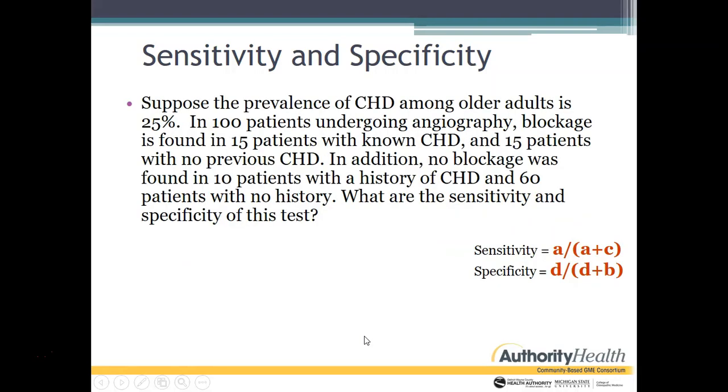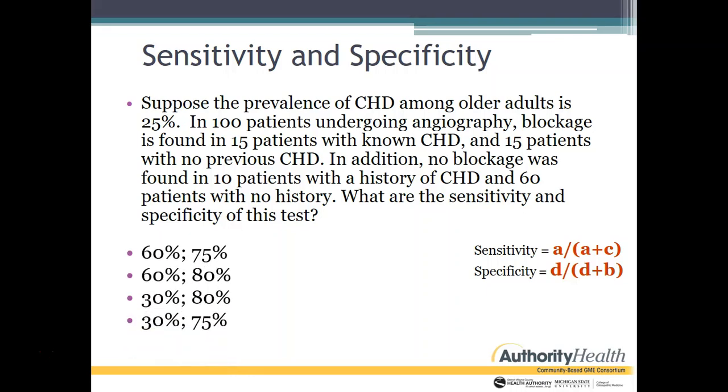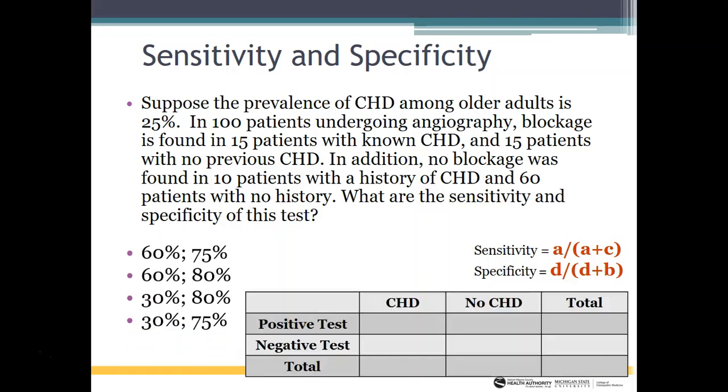All right, let's do another question. Suppose the prevalence of coronary heart disease among older adults is 25%. In 100 patients undergoing angiography, blockage is found in 15 patients with known CHD and 15 patients with no previous CHD. In addition, no blockage was found in 10 patients with a history of CHD and 60 patients with no history. What are the sensitivity and specificity of this test? So here's our answer choices. I know, a lot of math, right?